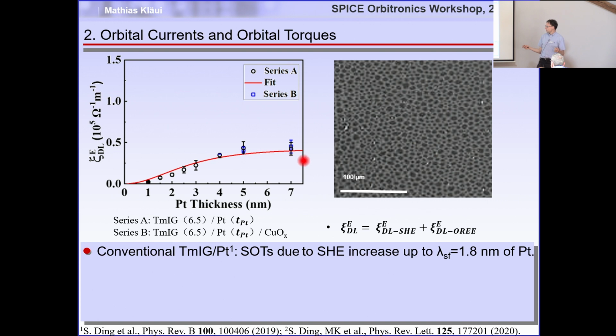So this is pretty much what we get in YIG platinum, thulium iron garnet platinum, with something like a spin diffusion length of 1.8 nanometers in the platinum. That's all standard. Now, my very smart student, Shilei Ding, put copper oxide on top, partly motivated by this existing material.